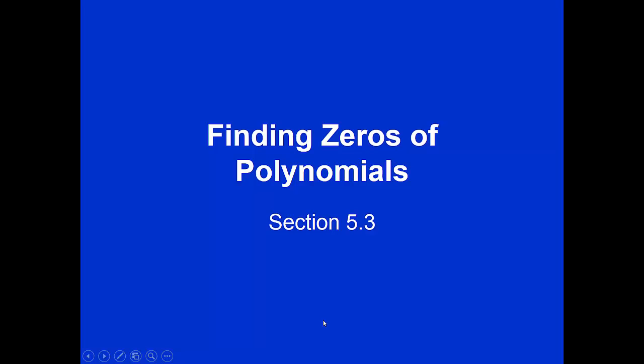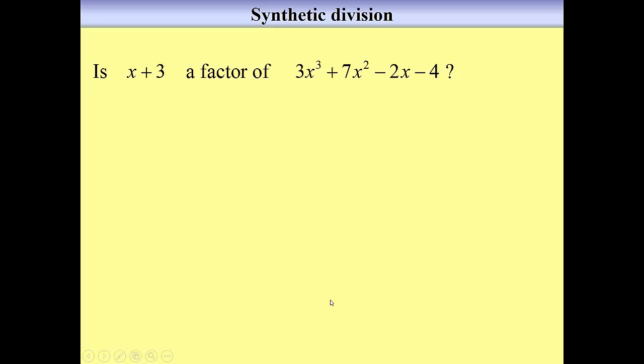In section 3, we want to look at finding the zeros of polynomials. I'll start by just looking at a few of the terms and the general idea. The question here is asking, is x plus 3 a factor of this polynomial? Well, if x plus 3 is a factor of that polynomial, then when we divide the polynomial by x plus 3, we should get a remainder of 0.